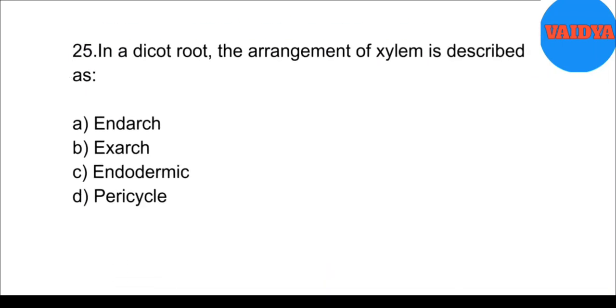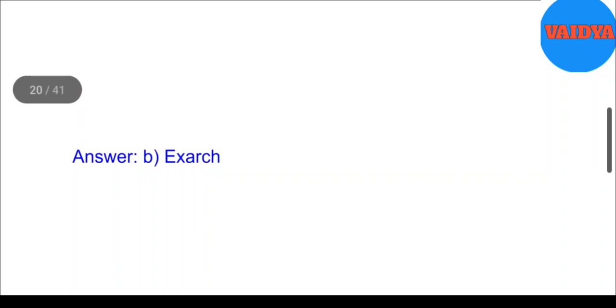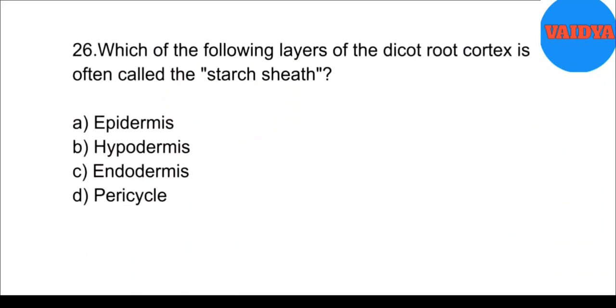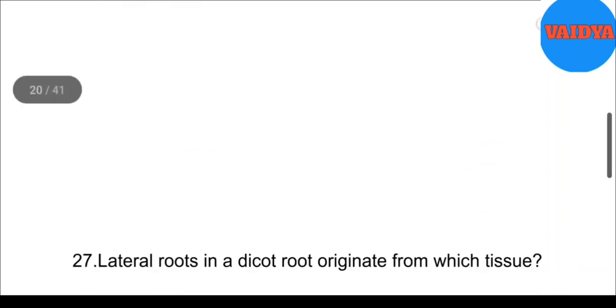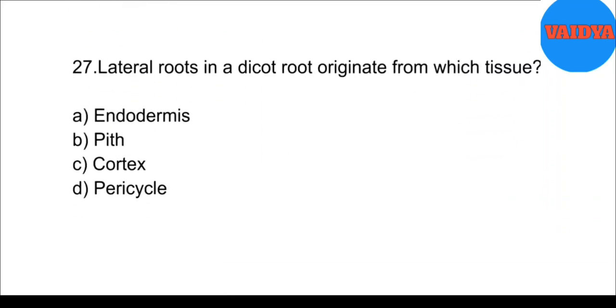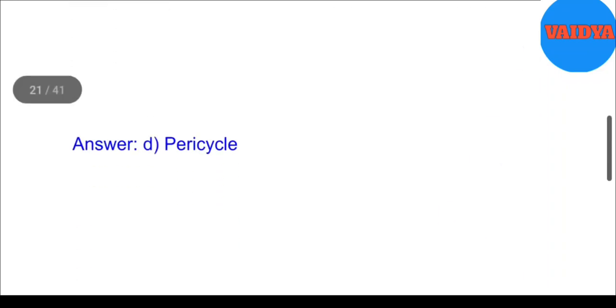25. In a dicot root, the arrangement of xylem is described as A. Endarch. B. Exarch. C. Endodermic. D. Pericycle. Answer. B. Exarch. 26. Which of the following layers of the dicot root cortex is often called the starch sheath? A. Epidermis. B. Hypodermis. C. Endodermis. D. Pericycle. Answer. C. Endodermis. 27. Lateral roots in a dicot root originate from which tissue? A. Endodermis. B. Pith. C. Cortex. D. Pericycle. Answer. D. Pericycle.